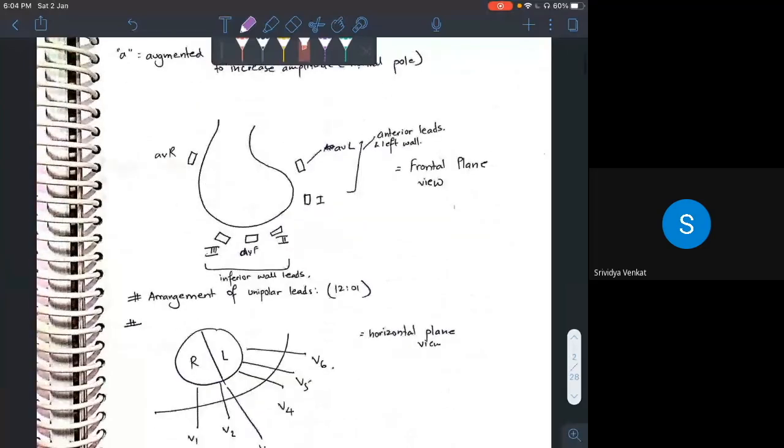Now, if you look at the lead placements here, you basically have AVR, AVL, and 1. You need to remember this, it's easier that way: AVR, AVL, and 1 are leads which look at the anterior and left wall. It gives you a frontal view of the anterior wall of the heart. And leads 2, 3, and AVF are placed in a way where they give you information about the inferior wall of the heart.